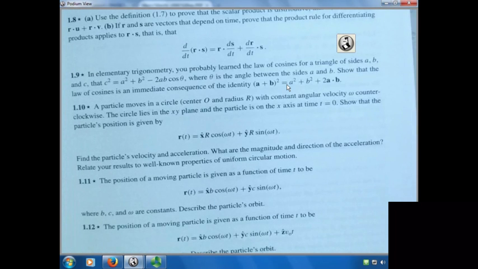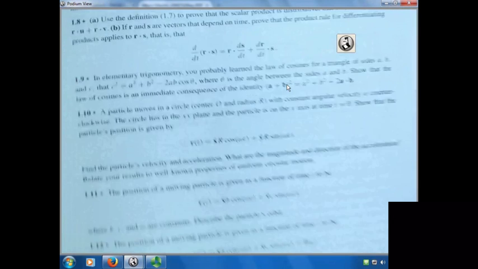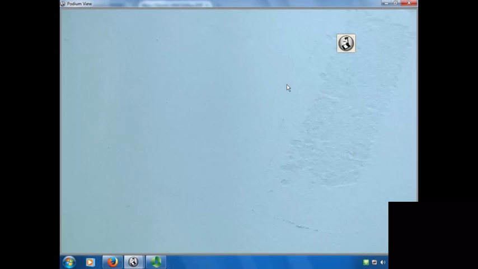A particle moves in a circle, center O, radius r, with constant angular velocity omega, counterclockwise. The circle lies in the xy plane. The particle is on the x-axis at t equals 0. Show the particle's position is given by the expression. Find the particle's velocity and acceleration. What are the magnitude and direction of the acceleration? Relate your results to well-known properties of uniform circular motion. So that's the way that the author stated it. I just break it up into 4 parts.